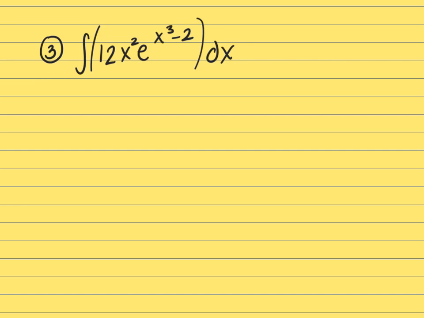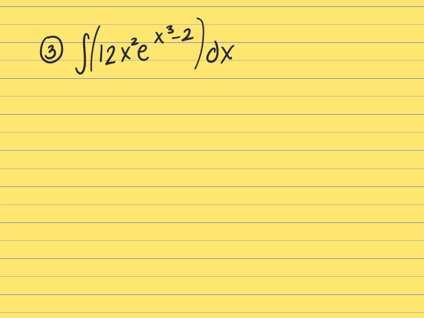Okay, I just have 2 more examples that I'd like to get through. So example number 3 is the integral of 12x squared e to the x to the third minus 2 dx. So what I'd actually like you to do is pause the video, try this one on your own, and then hit resume when you're ready for the explanation.